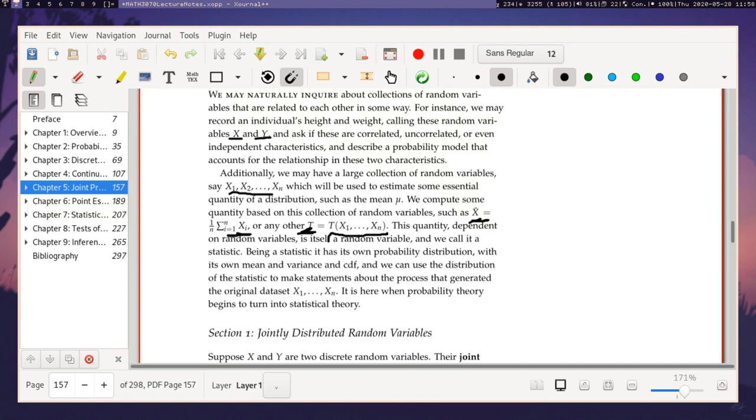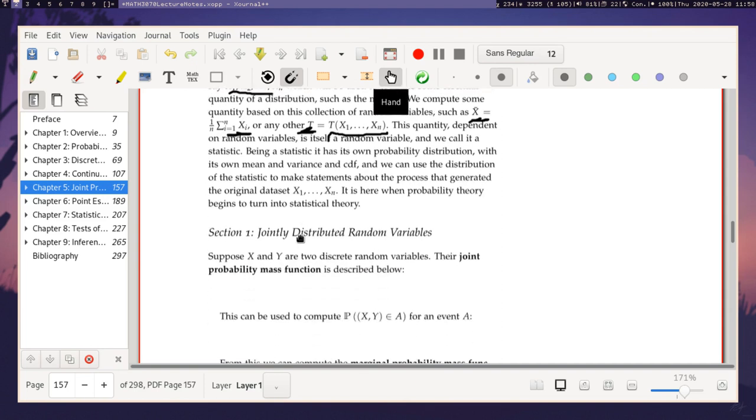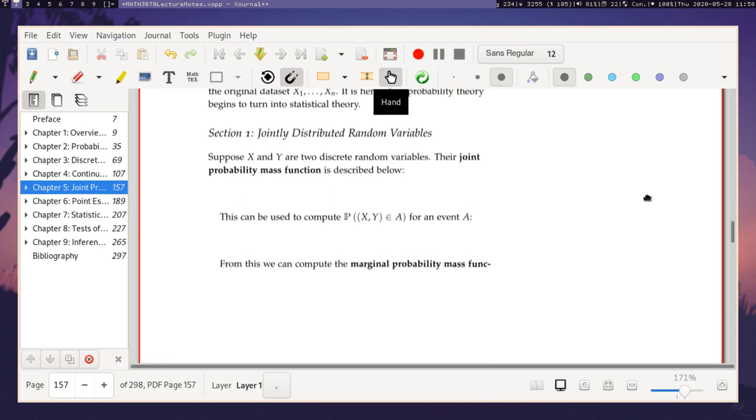So it is basically in this chapter where our probability theory starts to turn into statistics, and we come back to statistics after our long foray into probability theory. I'm going to start out with section one on jointly distributed random variables.